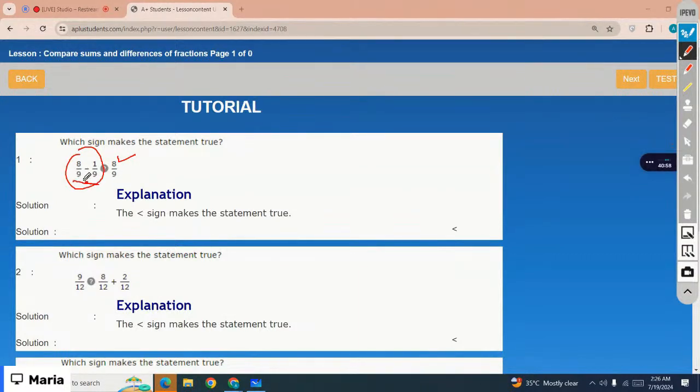They have the same denominators, so you can simply subtract. 8 minus 1 is 7 over 9. We have to compare that 7 over 9 to 8 over 9. They have the same denominators, so look at the numerators. Here you have 7 and here you have 8. So 7 is less than 8. That means 7 over 9 is less than 8 over 9. Got it? That means if you solve this side, that would be less than 8 over 9.